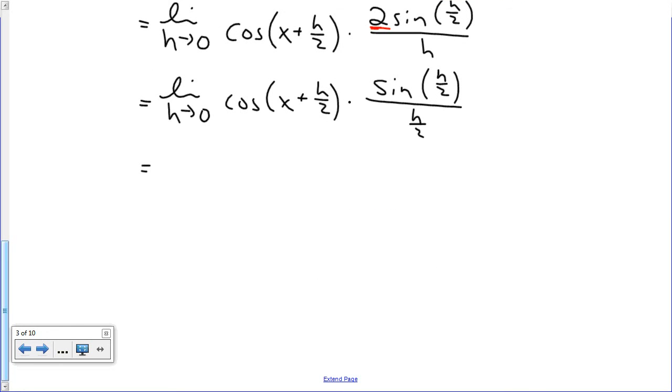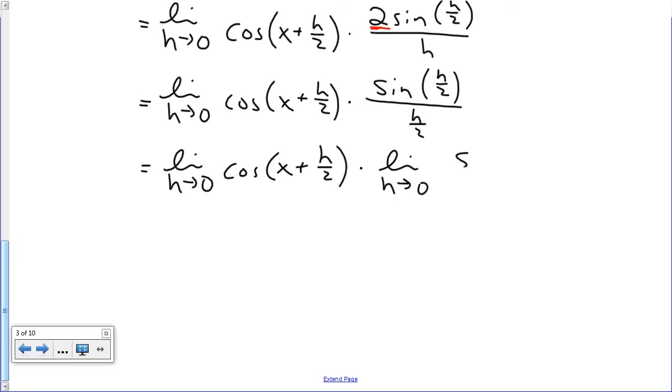Now what I see I have here is the limit of a product of two things, the product of this cosine times that sine over h. So let's use our property for limits that says the limit of a product is equal to the product of the limits. So this is the limit as h goes to 0 of the cosine of x plus h over 2, times the limit as h goes to 0 of the sine of h over 2, all over h over 2.